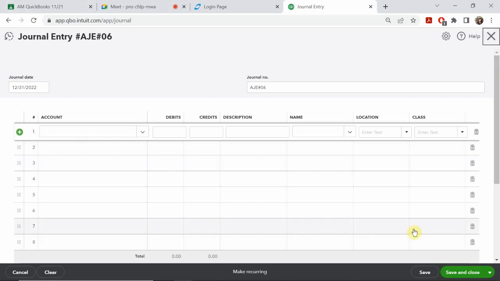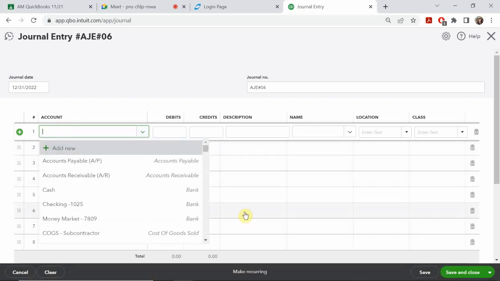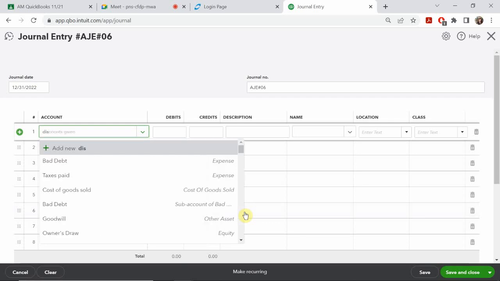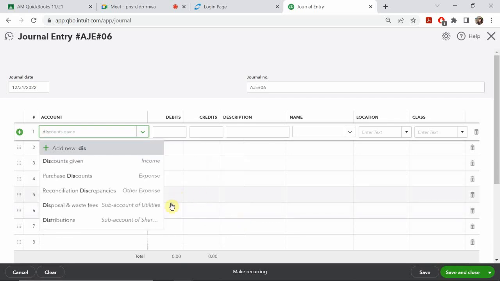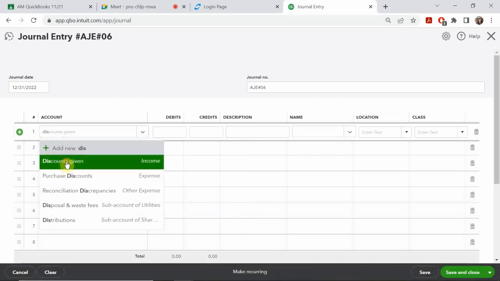Remember, I already showed you from the previous one what the general ledger accounts do. It gives you exactly where it is: is it on the debit side or is it on the credit side? Or you could run your trial balance. Now in this case, we're going to put discounts given, because that's the first category that I'm trying to recategorize right now. So, here you go, discounts given.